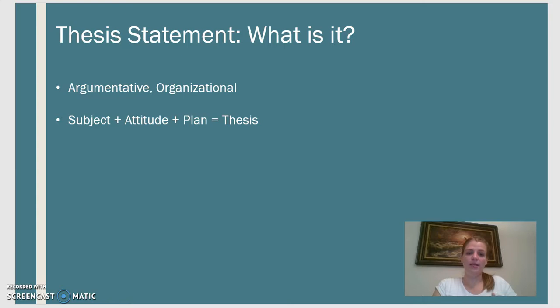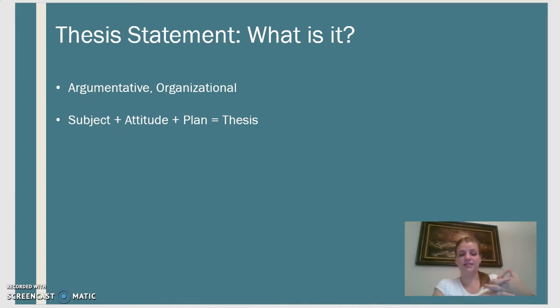So a thesis statement, what is it? Two things that a thesis statement is. It's always argumentative. So it's going to let people know what you're talking about, but also what do you think about that? What is your position? It's also going to be organizational. It's going to help people know where you're going in your paper. It's a little roadmap that will let them know what things you're going to be talking about in order to prove that your stance is correct.